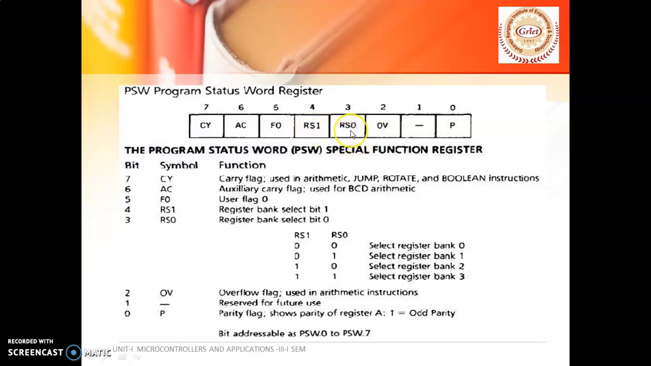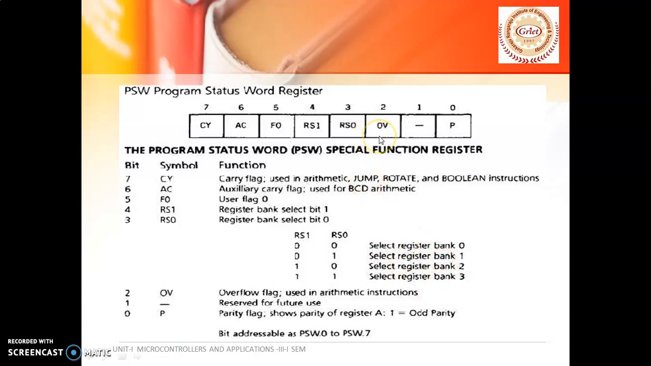Total in 8051 microcontroller we have 4 banks. Out of 4 banks, any one of the banks will be selected with the help of these 2 bits. If you see the table here, whenever these 2 bits are programmed to 00, it will be selecting register bank 0. Whenever these 2 bits are programmed to 01, then it will be selecting register bank 1. Whenever these 2 bits are programmed to 10, it will be selecting register bank 2 and so on.